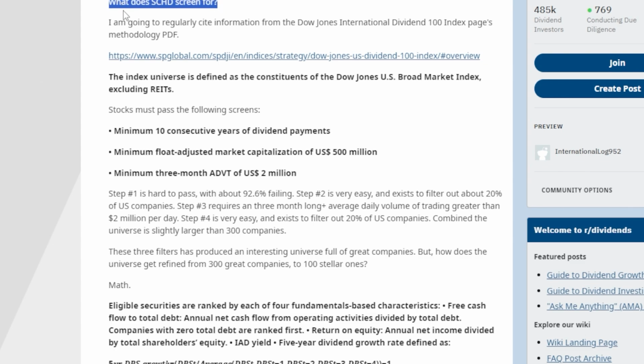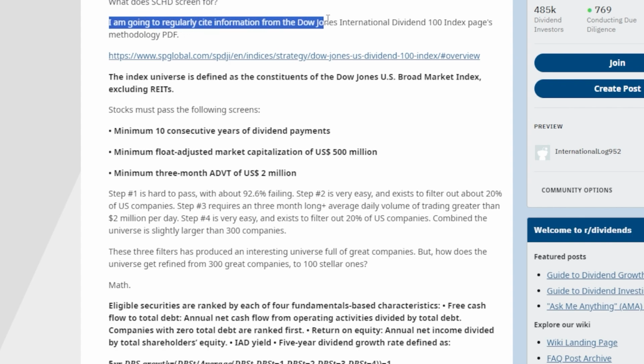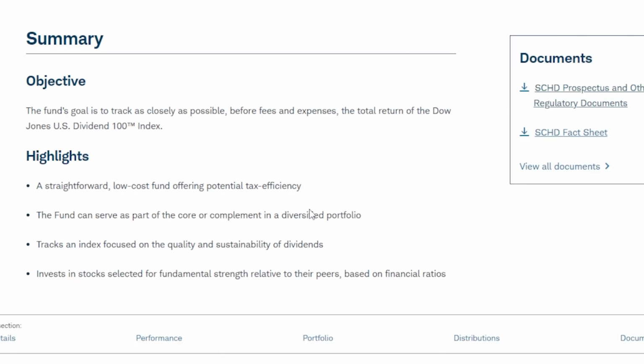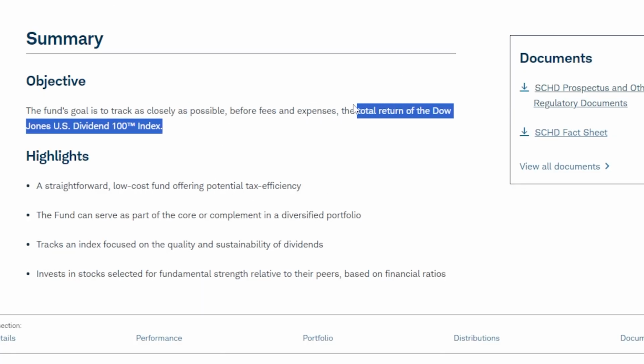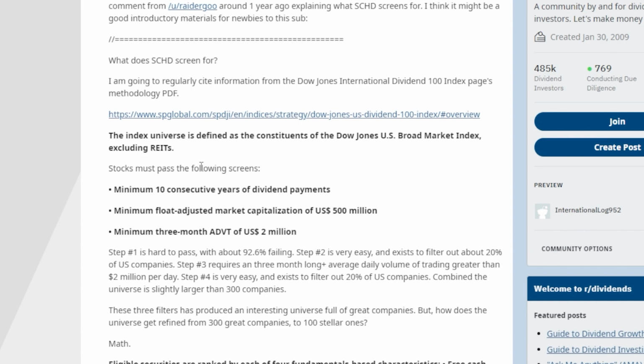So first off, it says, what does SCHD screen for? It then says, I'm going to regularly cite information from the Dow Jones Dividend 100 Index Methodology PDF, which of course you can find on spglobal.com. The reason being, as you can see right here, the SCHD ETF tracks, before fees and expenses, the total return of the Dow Jones US Dividend 100 Index. So when digging into SCHD, it's important to dig a little bit deeper into that index.